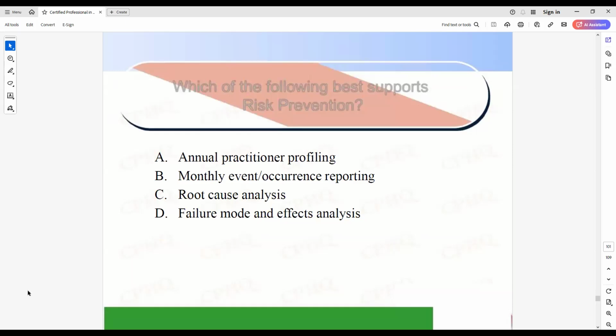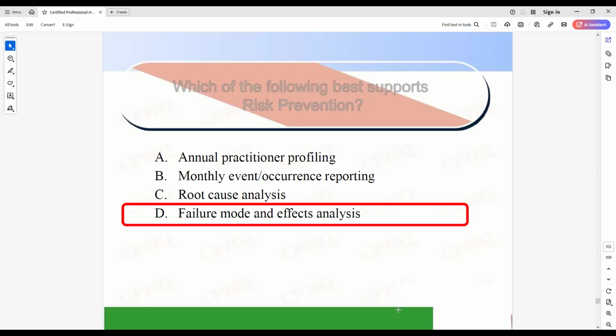Which of the following best supports risk prevention? Annual practitioner profiling, monthly event occurrence reporting, root cause analysis, or failure mode and effects analysis. D, because it's predictive. FMEA, yes. As we said, most of the time risk prevention is proactive, and the failure mode and effects analysis is also proactive.